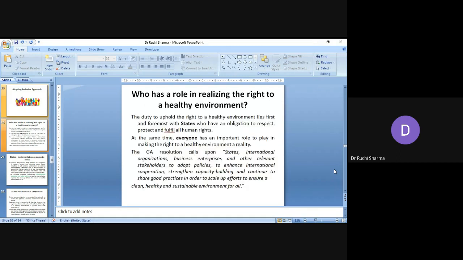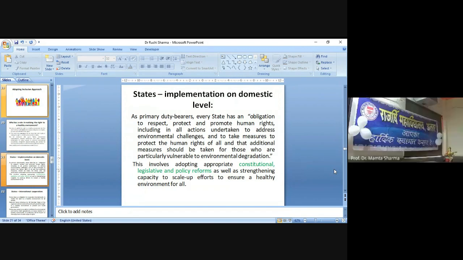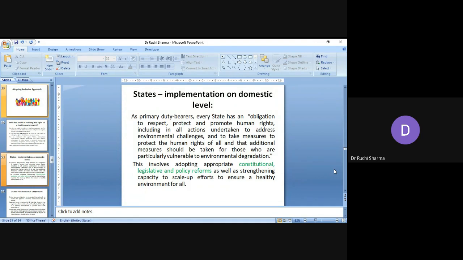So who has a role? Now the question comes, who has a role in realizing the right to a healthy environment? When we are talking about the inclusive approach, the government, which here I'm referring to as states, and at the same time, everyone has a role to play in implementing this, because we all need a healthy environment to survive. So at the same time, we all do have the accountability or responsibility towards a healthy environment, for making it a cleaner and greener environment.